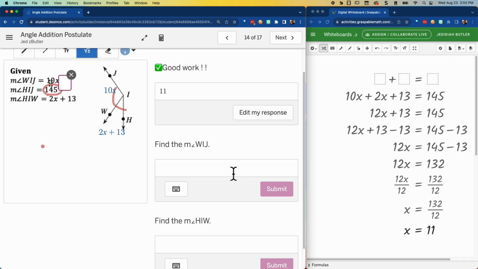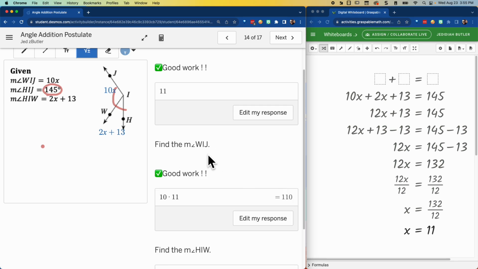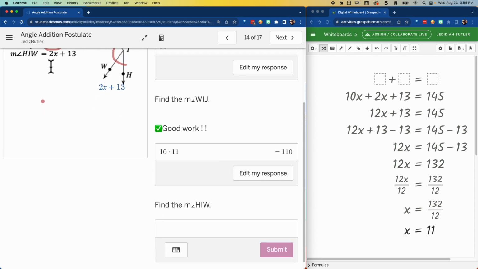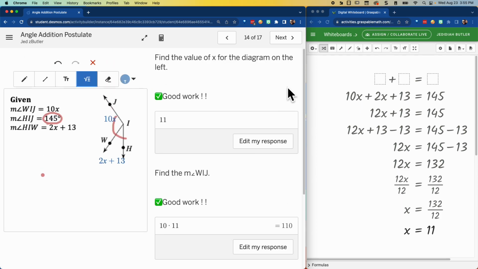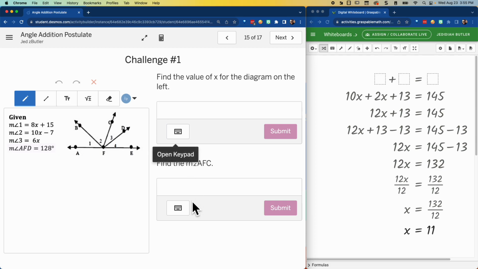WIJ here is 10 times x, and x is 11. Good work. HIW is 2 times 11, because x is 11, plus 13. That's 35. Again, good work. Excellent. This is going to be our last screen here.